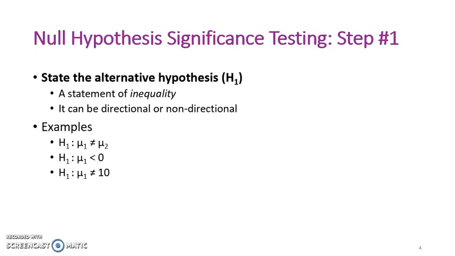In step 1, you also state the alternative hypothesis, denoted as H1. Remember that this is a statement of inequality. The first example of an alternative hypothesis is that the mean of group 1 is not equal to the mean of group 2. This is a non-directional hypothesis. The second example is that the mean is less than 0. This is a directional hypothesis. The third example is that a population mean is said to be not equal to a particular number, for example, 10. This is also a non-directional hypothesis.